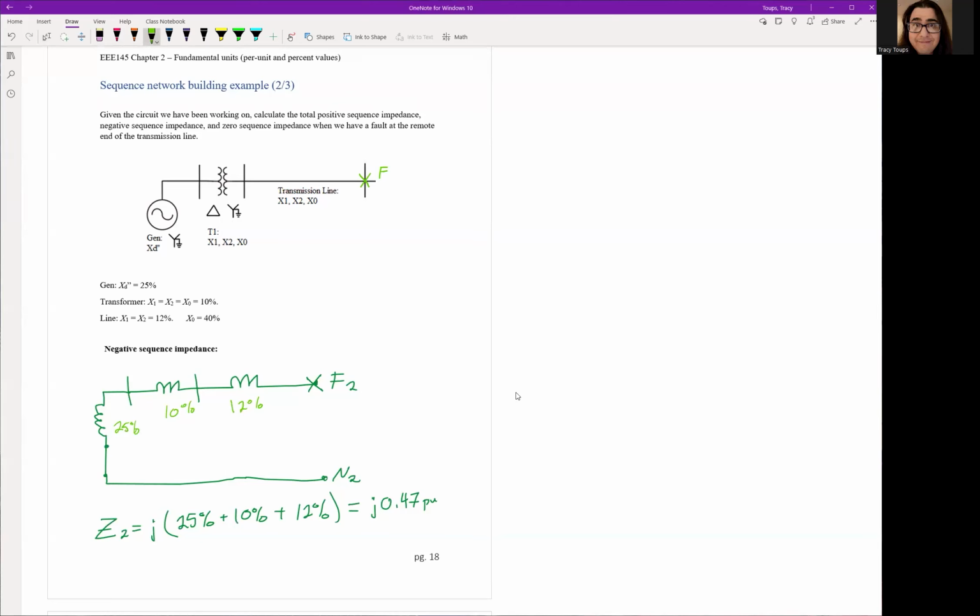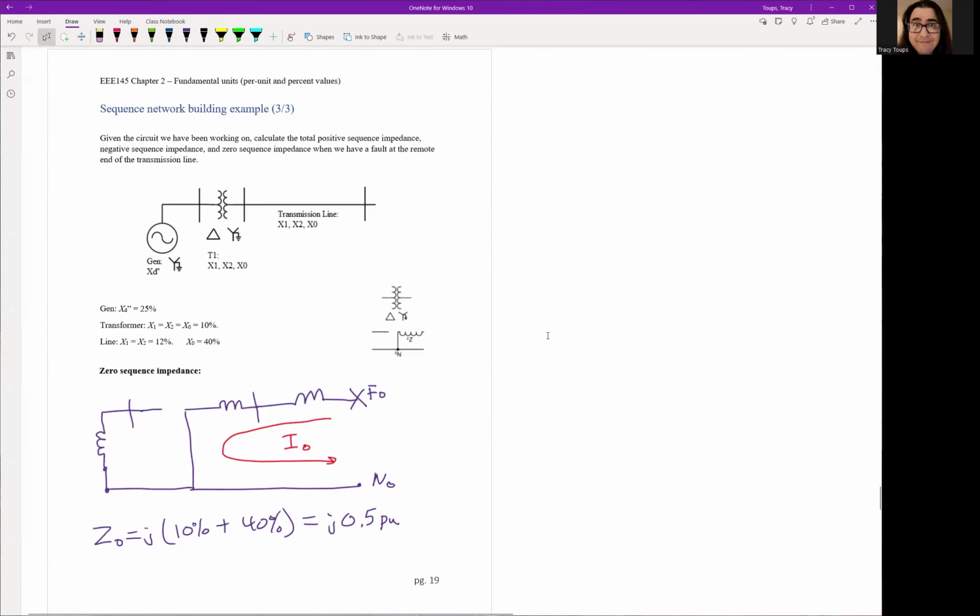And sometimes it might be different, depending on how accurate the information is that you get from your manufacturer. Again, add them all together, and you get j0.47 per unit for your negative sequence impedance. And then, of course, the harder one is our zero sequence network.